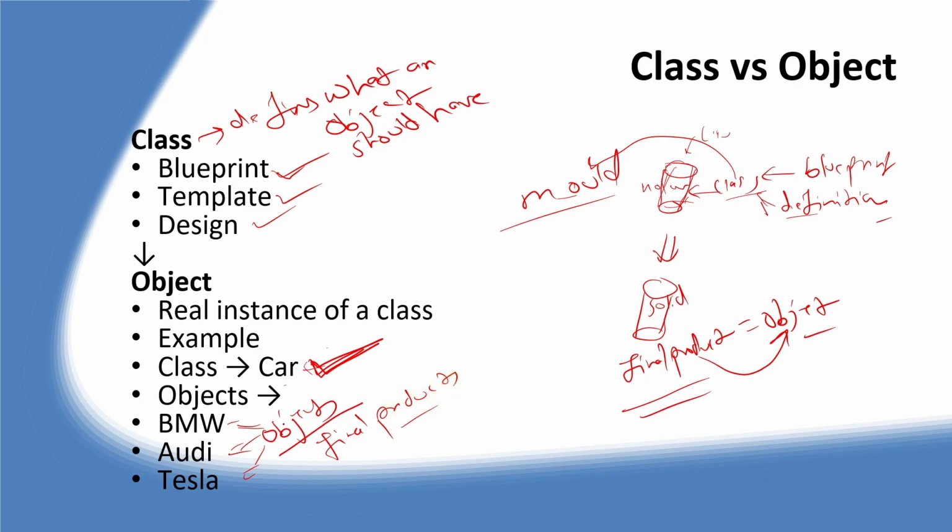Final products are objects, and the blueprint, template, designs are class. So here it is written, the real instance, the real object of a class is an object. Real byproduct, real product is object. Okay, let's move.